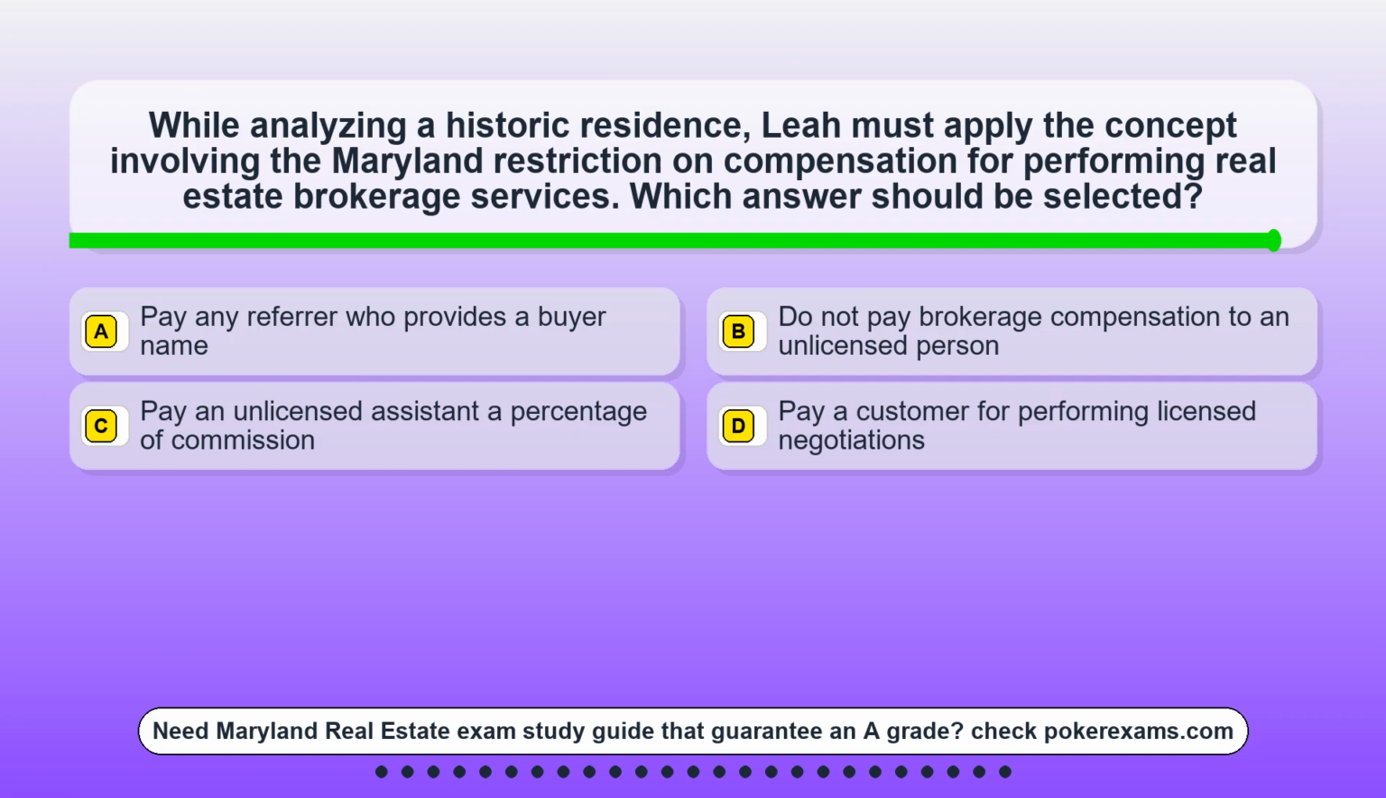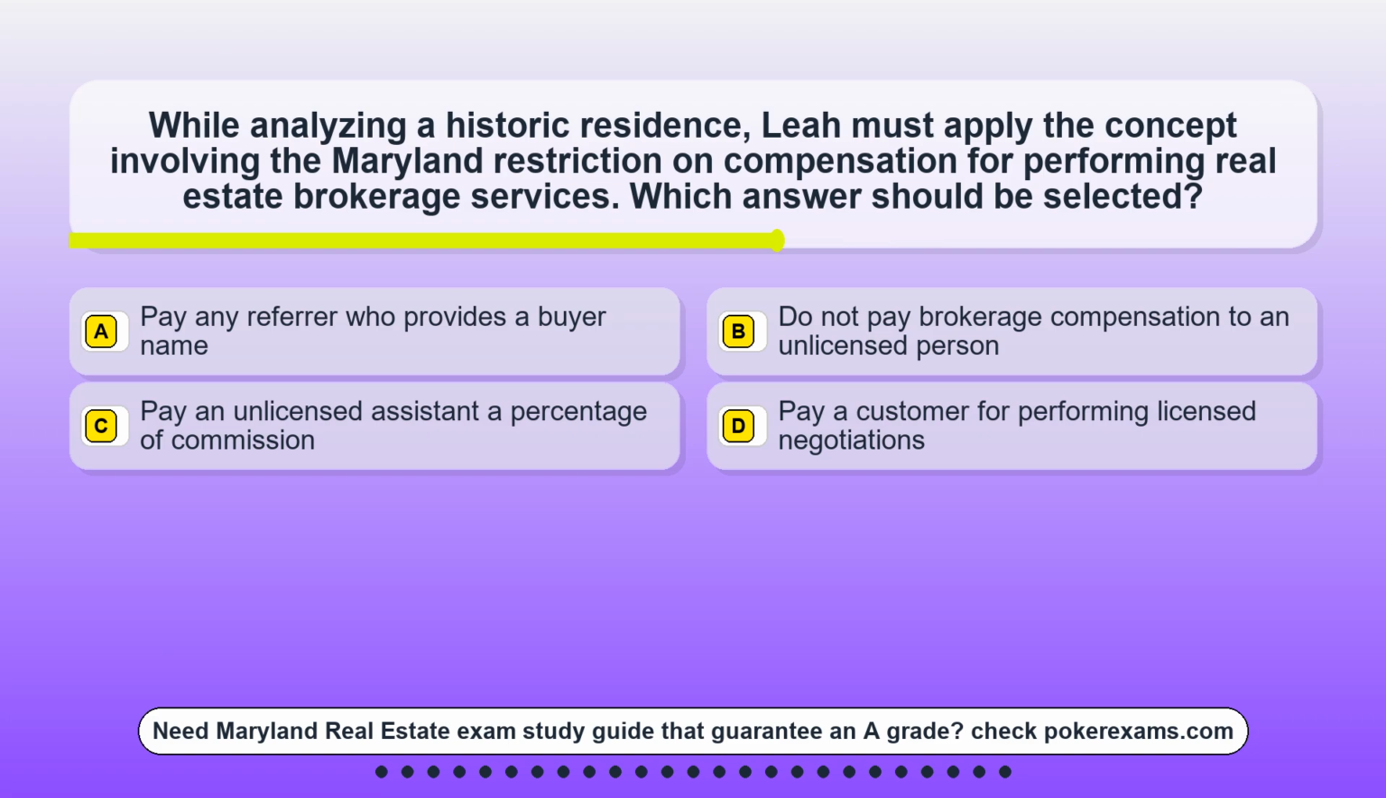Question 5. While analyzing a historic residence, Leah must apply the concept involving the Maryland restriction on compensation for performing real estate brokerage services. Which answer should be selected? Option A, pay any referrer who provides a buyer name. Option B, do not pay brokerage compensation to an unlicensed person. Option C, pay an unlicensed assistant a percentage of commission. Option D, pay a customer for performing license negotiations.